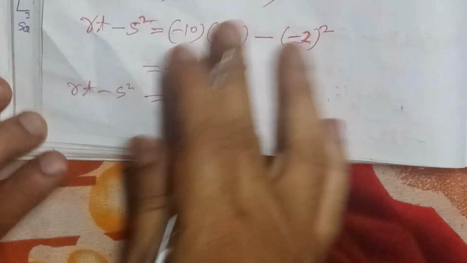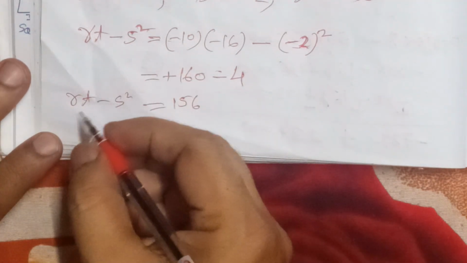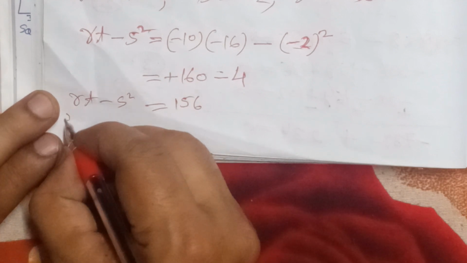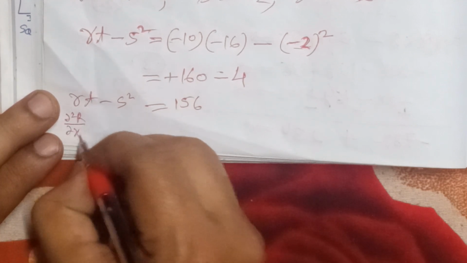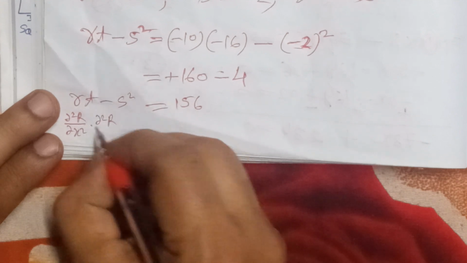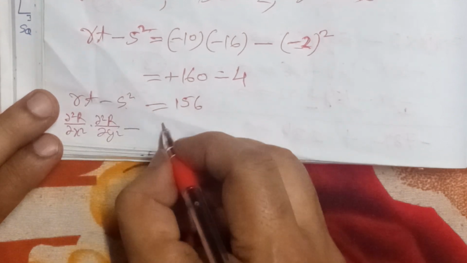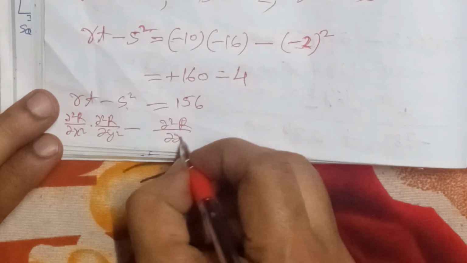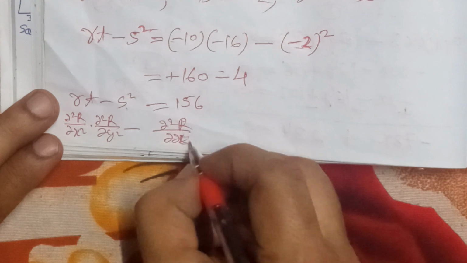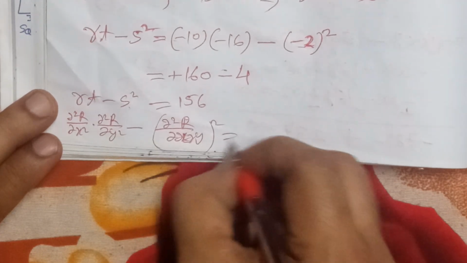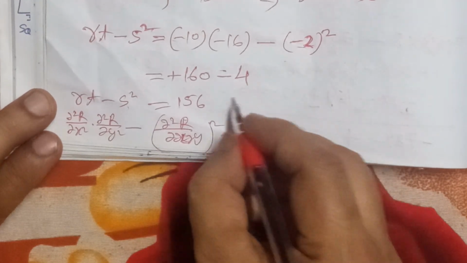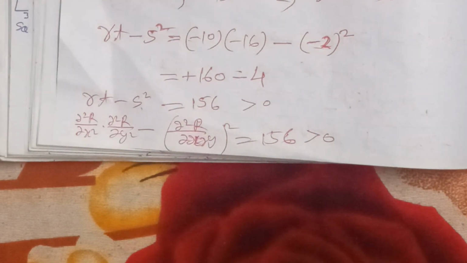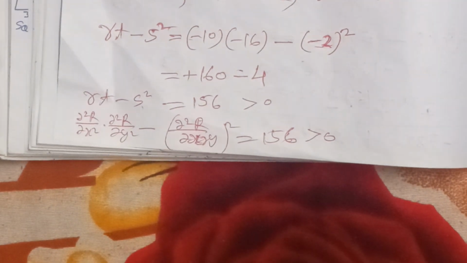In your question you provided, r is del 2 r over del x square and t is del 2 r over del y square, minus the value of s is del 2 r over del x del y whole square, which is equal to 156, which is greater than 0. So the function is either maxima or minima.